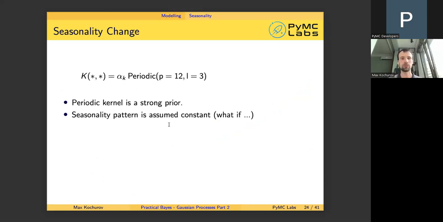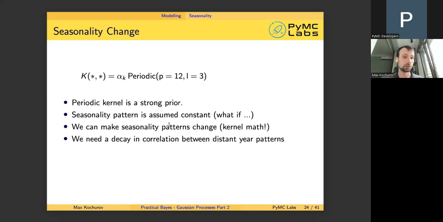In this prior structure for our kernel, we assume that the periodic part is repeated like copy-paste, but it's not always the case. The periodicity pattern can slightly change over time, and we need to adjust it. One way to represent that would be to use an additive part to the periodic kernel. Another way is to add a multiplicative factor for changing seasonality.